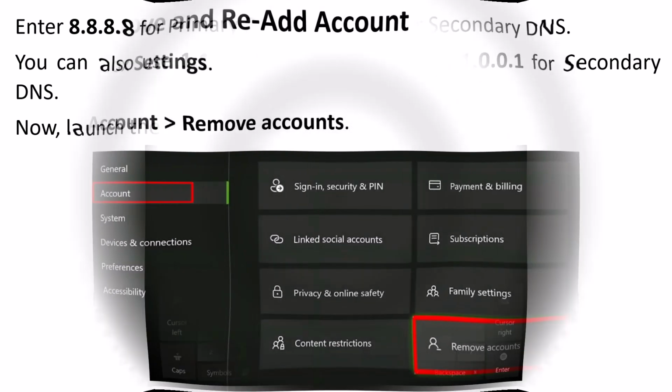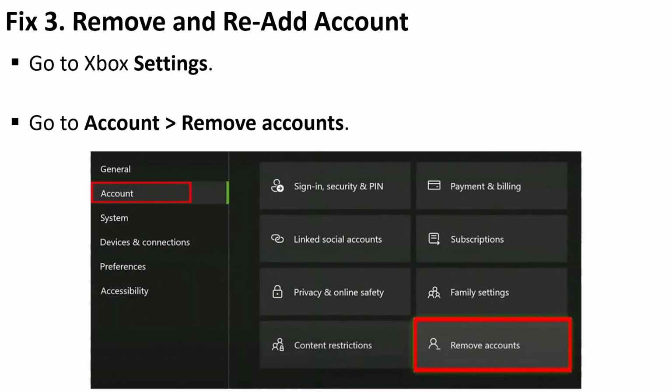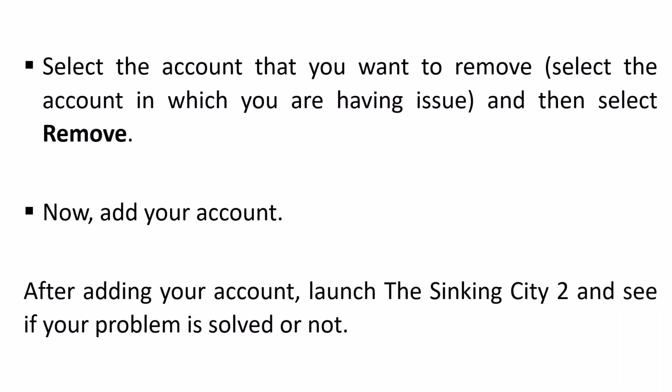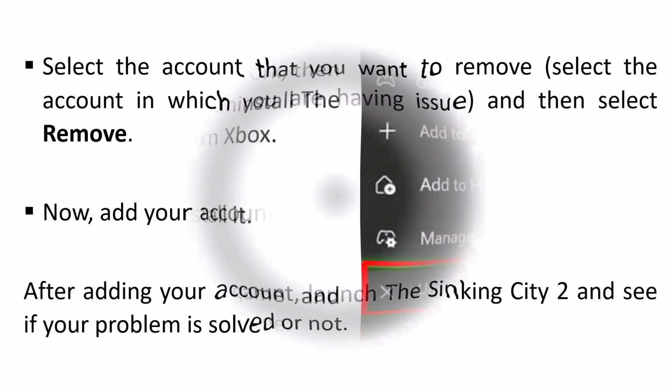Fix 3 is to remove and re-add accounts. Go to Xbox settings, go to Account, Remove accounts. Select the account in which you are having the issue and then select Remove. Now add your account. After adding your account, launch the Sinking City 2 game and see if your problem is fixed or not.